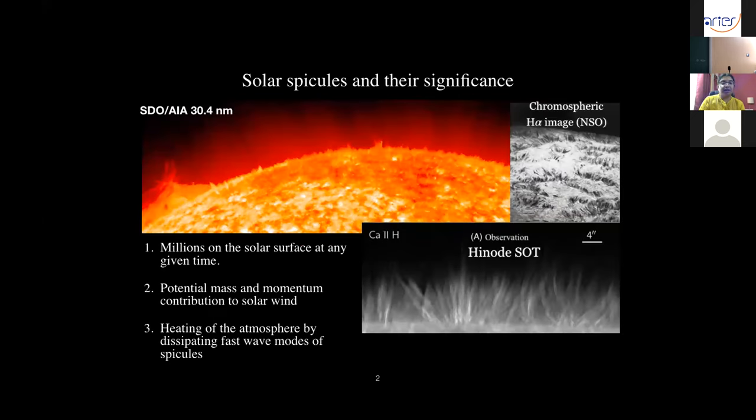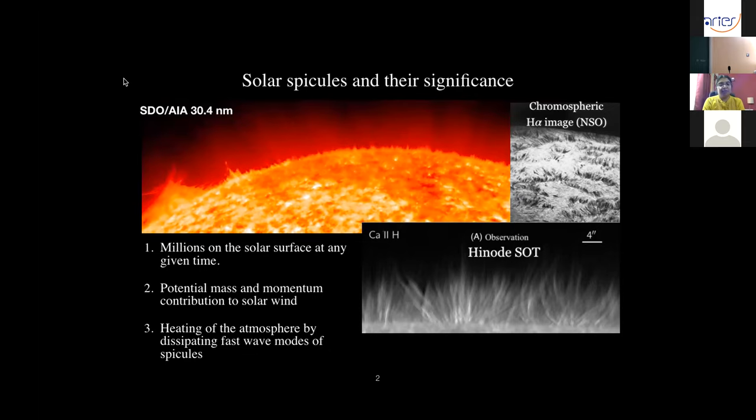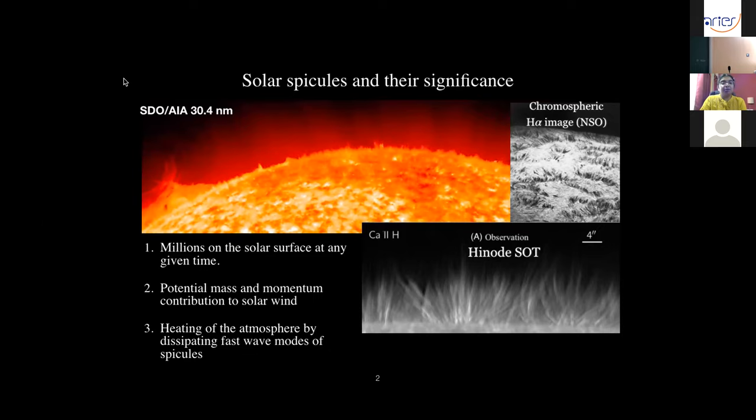So as we know, spicules are seen in different wavelengths over the Sun, everywhere over the Sun. And they potentially supply mass and momentum to the solar wind. They might also be contributing to the heating of the solar atmosphere by dissipation of fast wave modes that they are carrying. So that's the reason that solar physicists and observers study solar spicules.